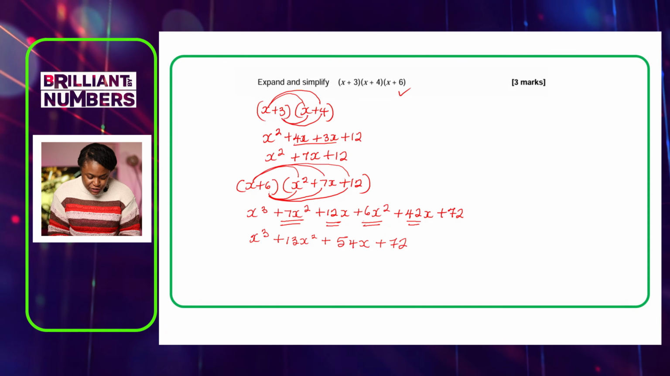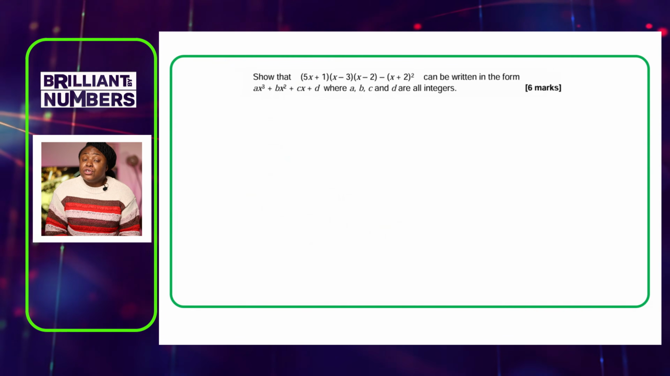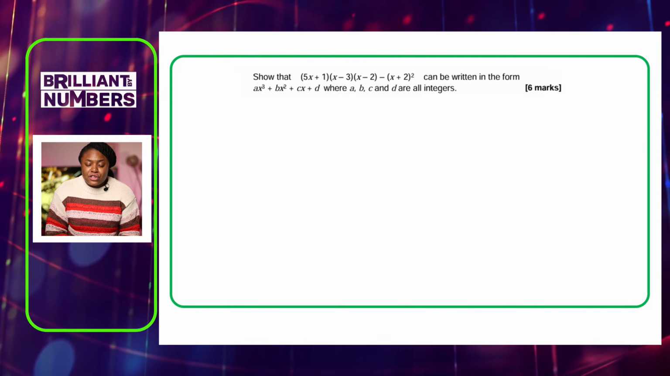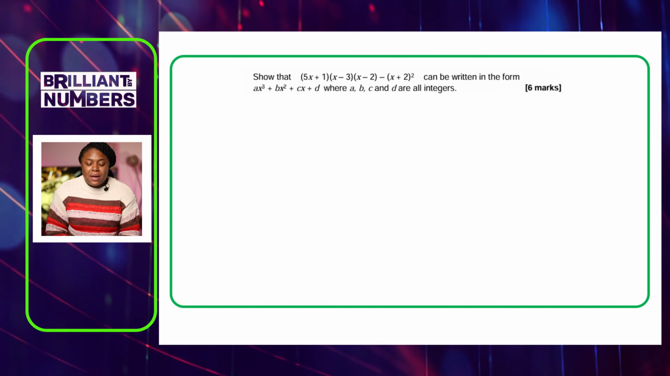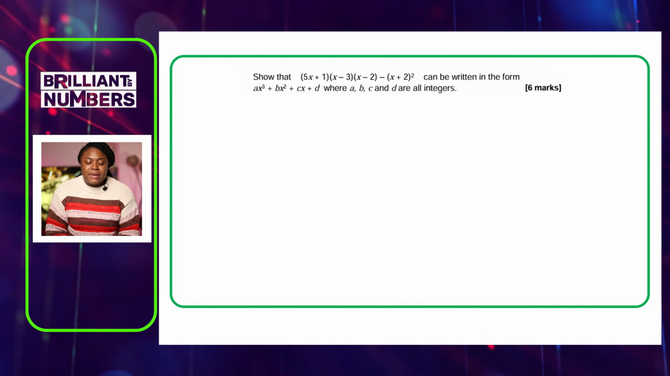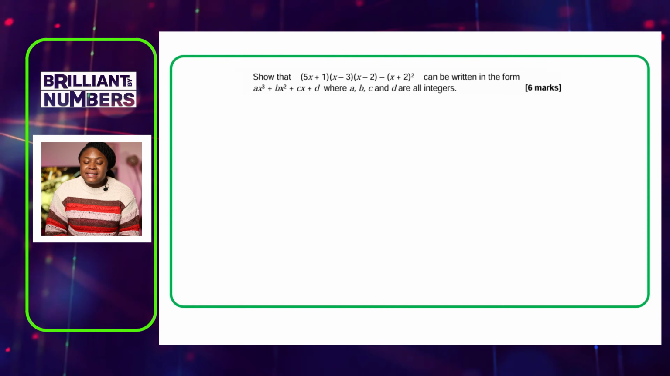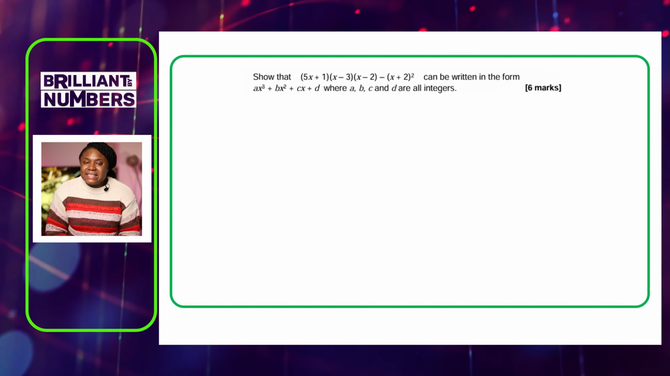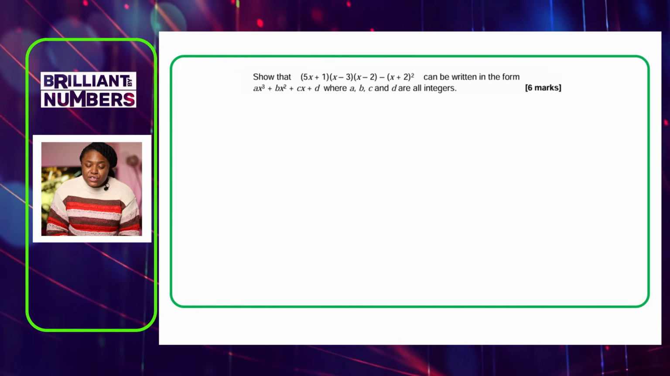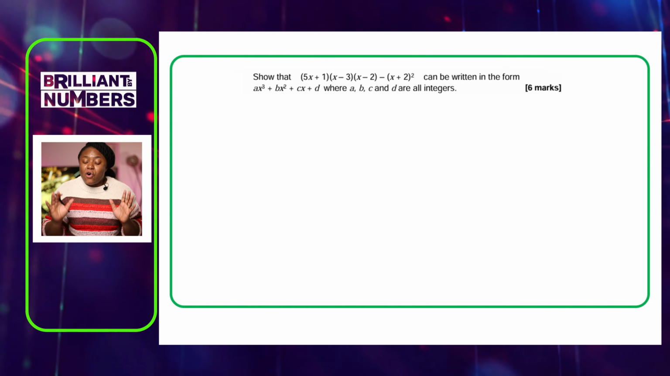We then move on to another question where we are asked to show that 5x plus 1 multiplied by x minus 3 multiplied by x minus 2, minus x plus 2 squared, can be written in the form ax cubed plus bx plus c plus d, where a, b, c, and d are all integers. And this question is valued at 6 marks. So what we're going to do is go ahead and expand all our brackets, and then we do our subtraction and simplify our answer.